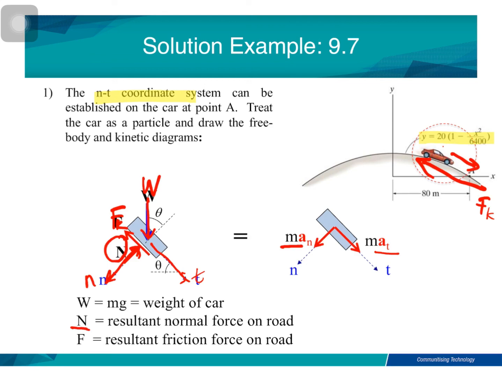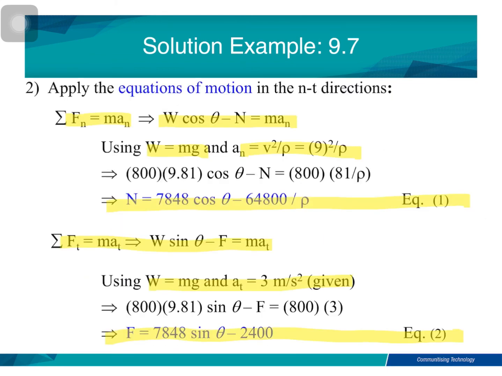So how do we do that? First, we apply normal and tangent: summation Fn equals m a_n. The force in the normal direction gives W cos theta minus N equals m a_n. Do we know theta? Theta is not given, so we need to calculate it. Can we calculate a_n? Yes, a_n is equal to v squared over rho. So now you need to calculate rho.